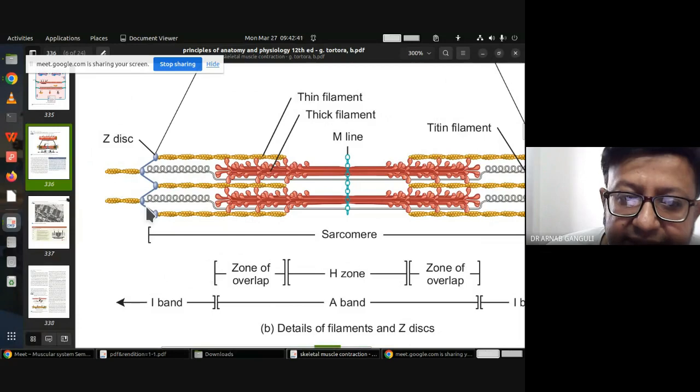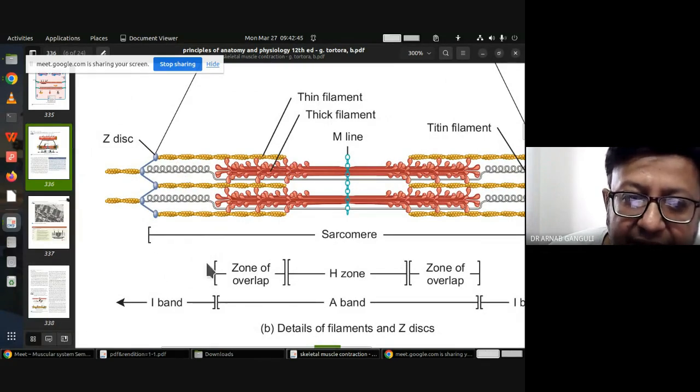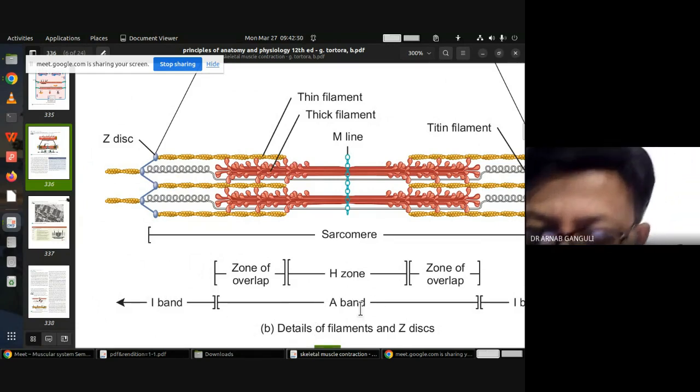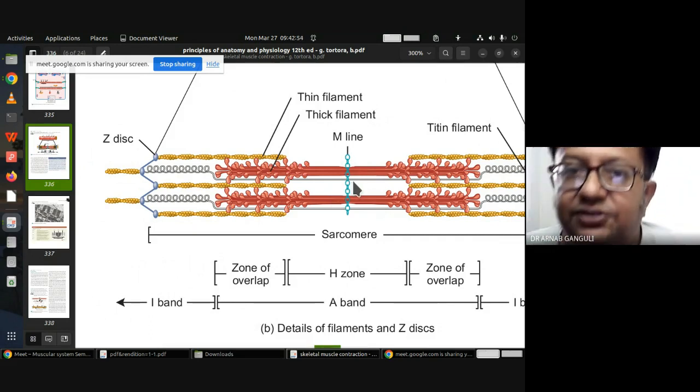And from this Z line, of course, it goes to the neighboring one. You have the I band. This is the I band over here. And then you have the M line over here. Clear about the structure?